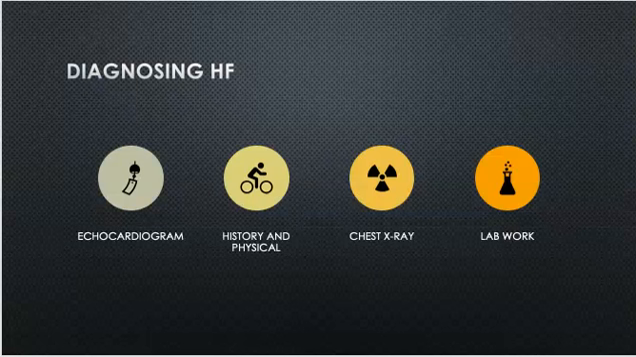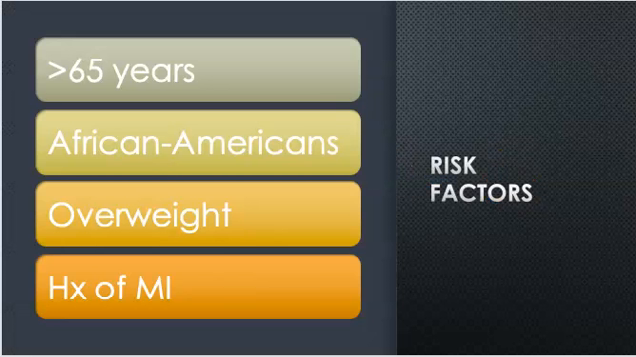Diagnosing heart failure. Heart failure can be diagnosed by doing an echocardiogram to show the ejection fraction, a full history and physical, a chest x-ray, and then lab work including a CBC, a creatinine, electrolytes, and a BNP. Risk factors for heart failure are greater than 65 years of age, African Americans, overweight, and history of MI.